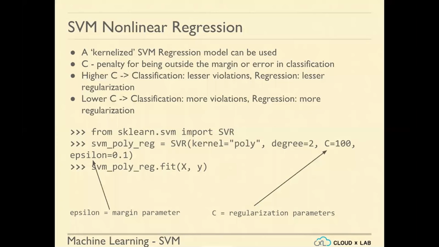If the street was bigger, like lower C, then in case of classification, there'll be more violations, right? Because lower C means the margin was higher in case of classification, and if the margin between two classes is higher, then there'll be more violations. And in case of regression, there'll be more regularization. That's how you can think of it.